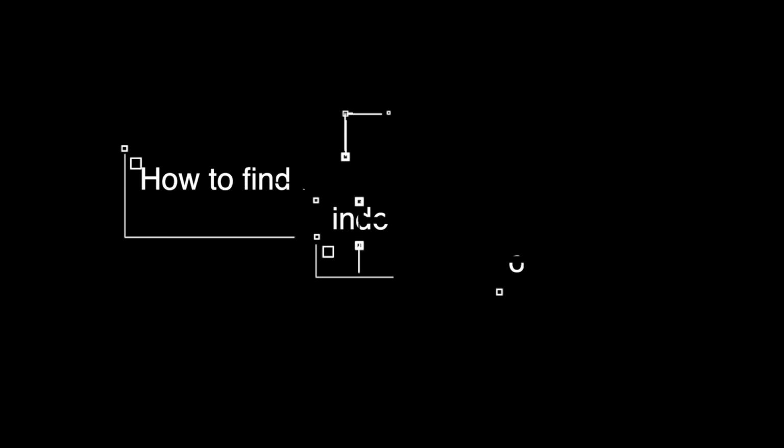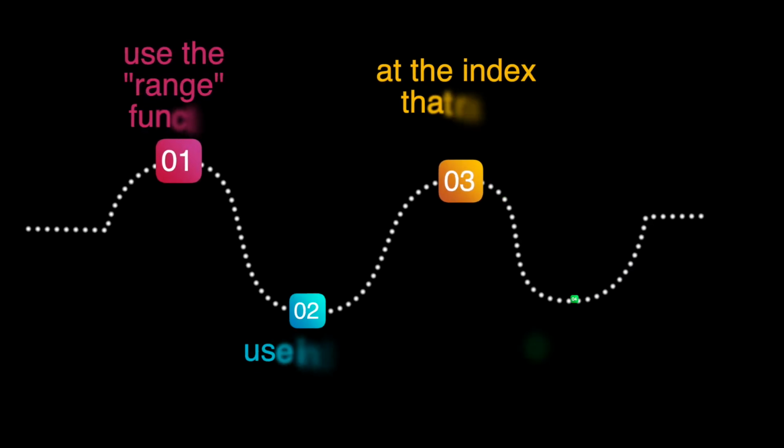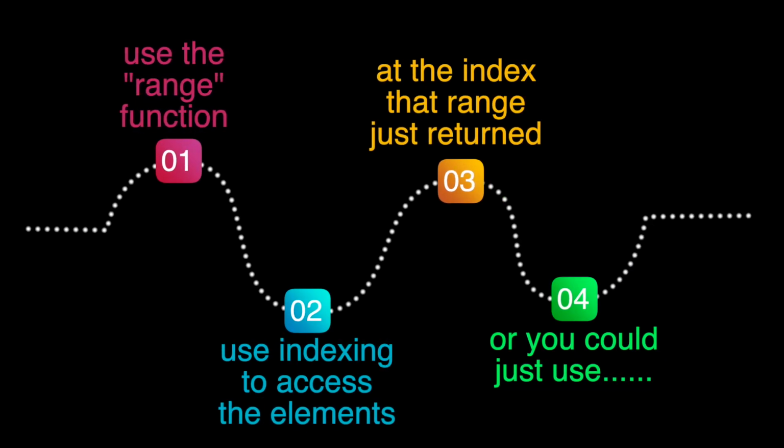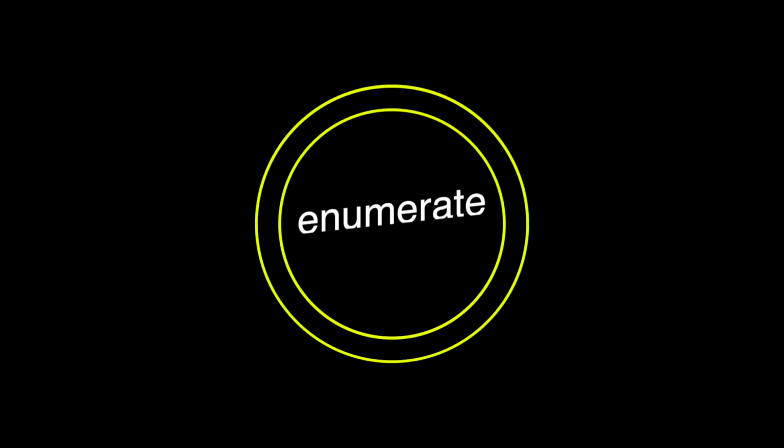What if you wanted to know the index of an element while going through the list? You could use the range function, and then use indexing to access the elements at the index that range returned. Or, you could just use the enumerate function.